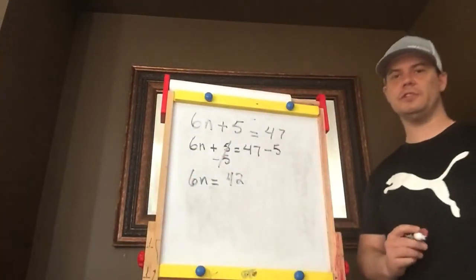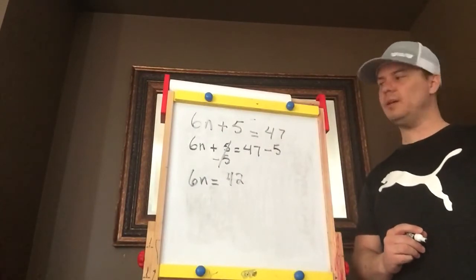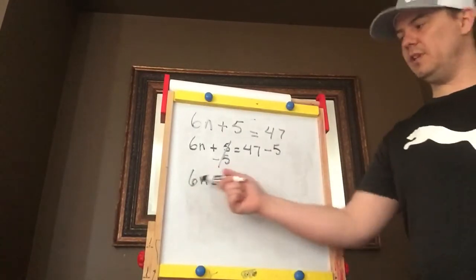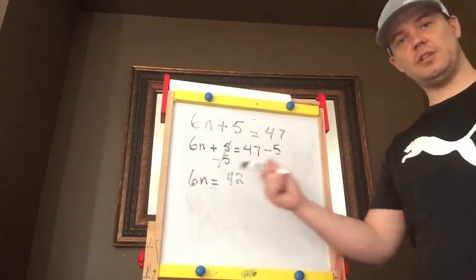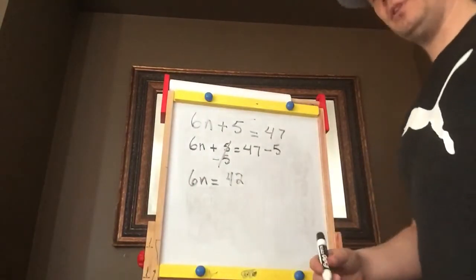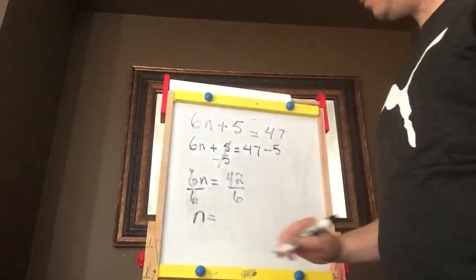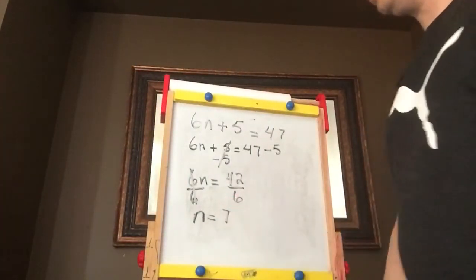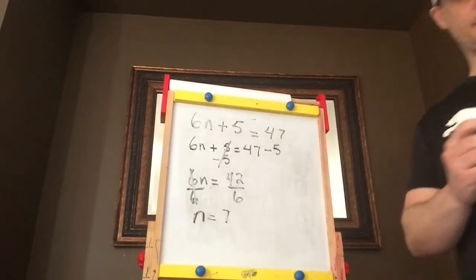Okay, so we've done our first step. Now we have to do our second step. And in order to get rid of the 6, because it's right next to the variable signifying multiplication, we do the opposite, which is division to get rid of it. So, divide by 6. Question becomes 42 divided by 6, and that equals 7. So n equals 7.